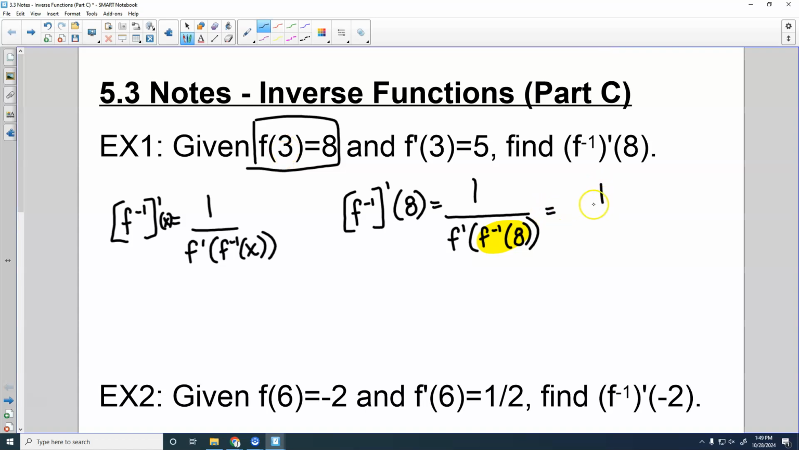So now we've got 1 over f prime of 3. And then f prime of 3 is just given to us there. So we'll have 1/5.